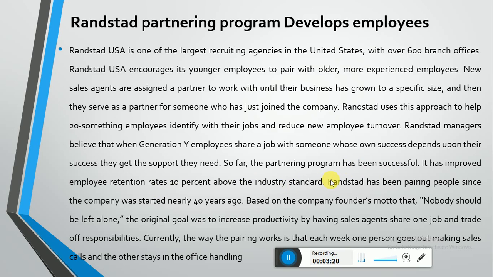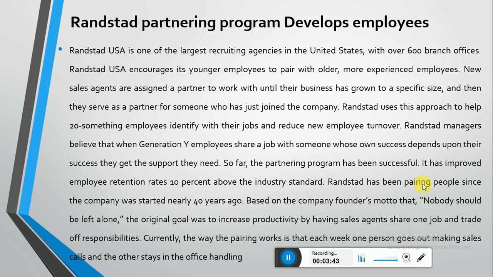So imagine if you join a company, you are a new employee, you don't know anything. They take you and pair you with an older, experienced employee. So definitely you will learn new skills from them. You will learn a lot of new ideas, ways, everything. You will work from it.